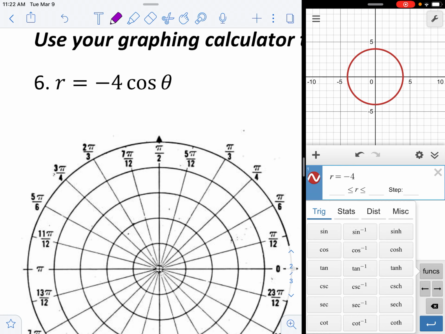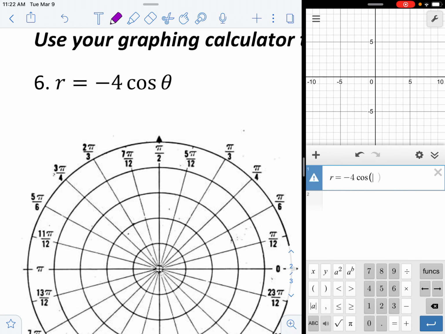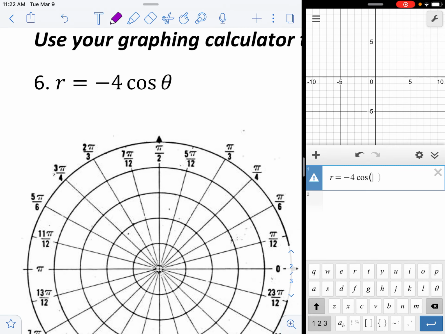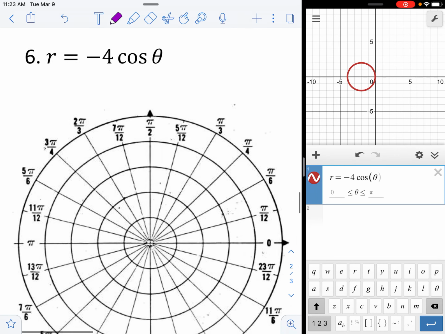But it's cosine theta, right? So click on the functions button, choose cosine, and now I need theta. Theta is not on my screen right now, but if you hit ABC, it's right below P or to the right of L. It's right there. And then you can see you get a circle right there.